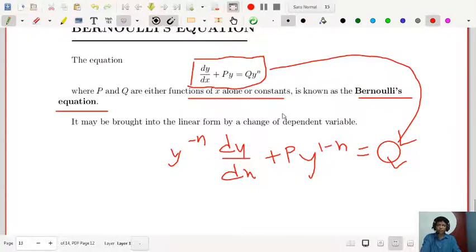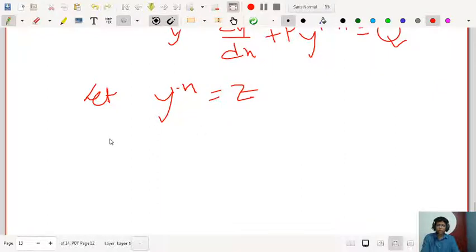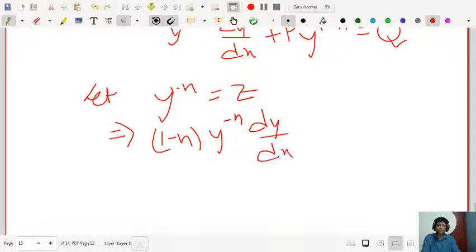So you are dividing by y to the power n, that means this is your y to the power minus n, and this is y to the power 1 minus n, and q is free from any non-linear term. So next you substitute: let y to the power 1 minus n be z. Then it will be (1 minus n) y to the power minus n dy/dx equals dz/dx, right?